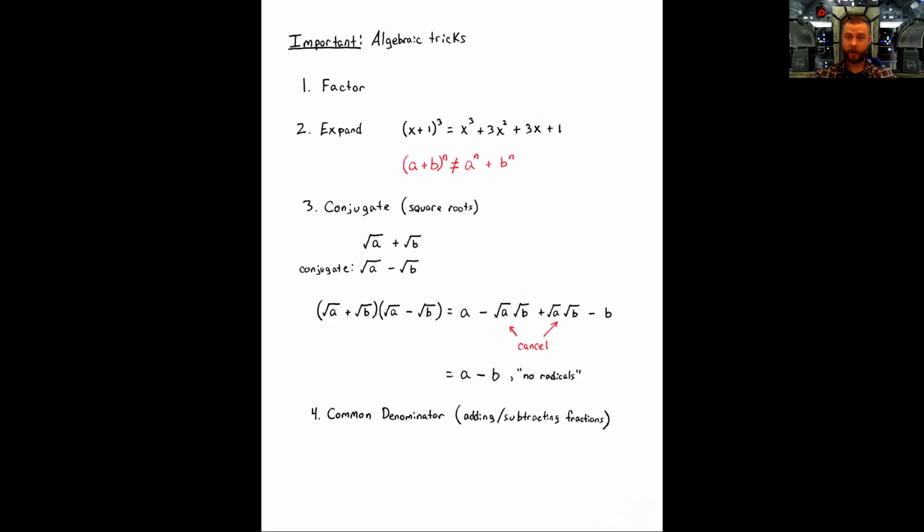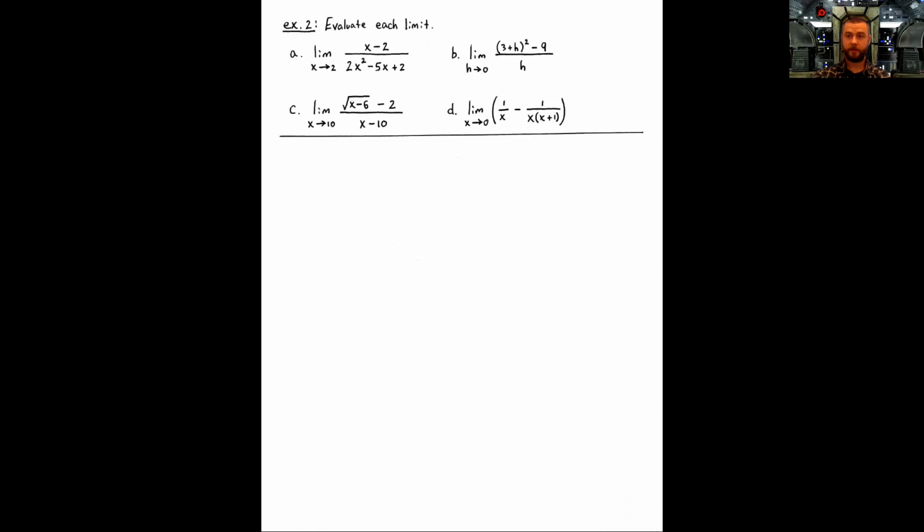All right, now you might want to pause to copy these down. These are our 4 standard algebraic tricks: factoring, expanding, using the conjugate (multiplying and dividing by the conjugate), and then using a common denominator. When you're ready, we'll advance to example 2, which is 4 parts. All right, and let's go ahead and get to it.